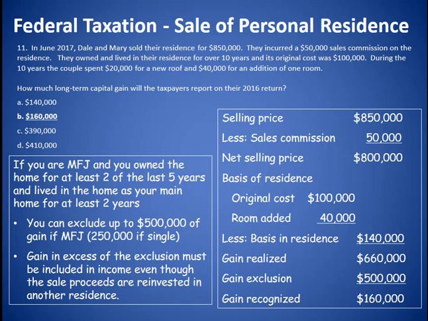$500,000 of that gain can be excluded, meaning that the amount of gain that we're going to have to recognize is $160,000.